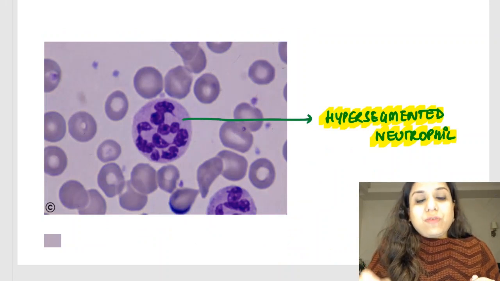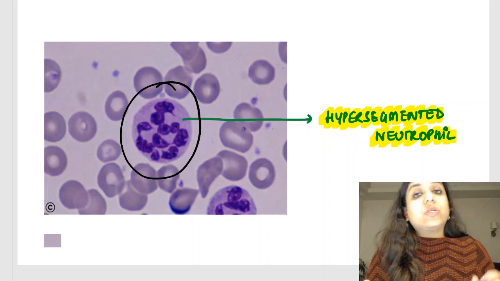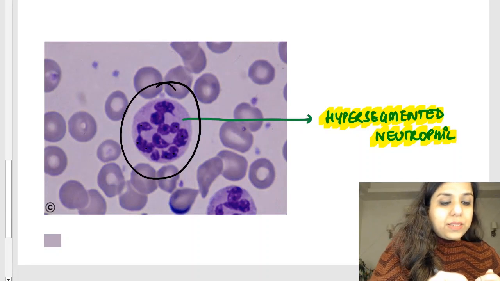Next one. See a better picture of a hypersegmented neutrophil. Let us count 1, 2, 3, 4, 5, 6, 7, 8, 9, 10, 11, 12. 12 lobes. Correct? Next.